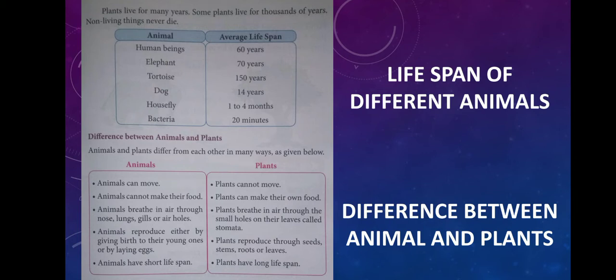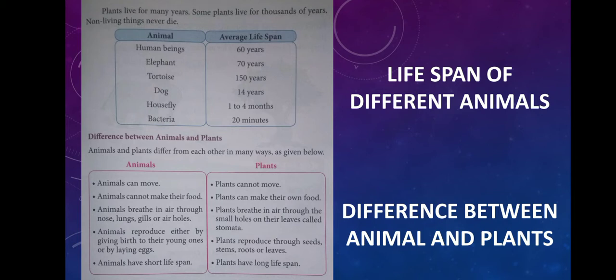Animals breathe in air through nose, lungs, gills, or air holes. But plants breathe with small holes on their leaves. I have shown you in the classroom. There are small holes in the leaves. These holes are called stomata. Animals reproduce by giving birth to their young ones or by laying eggs. But plants reproduce through seeds. From one seed one plant will grow. From one plant there will be fruits, and in every fruit there will be seeds, and in that seed again a new plant can grow.